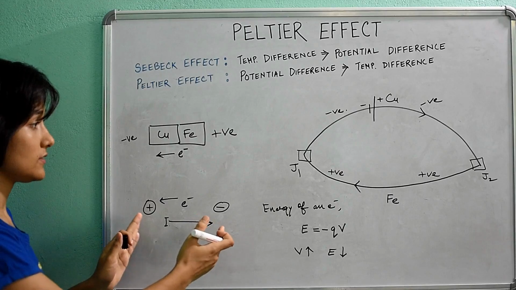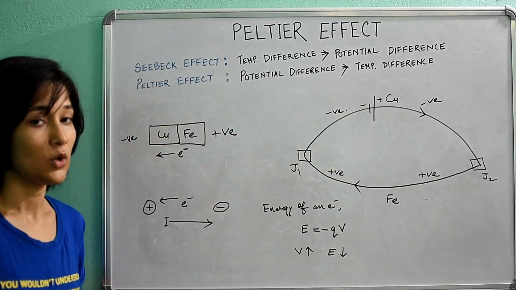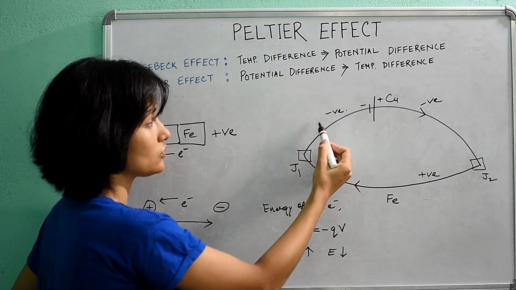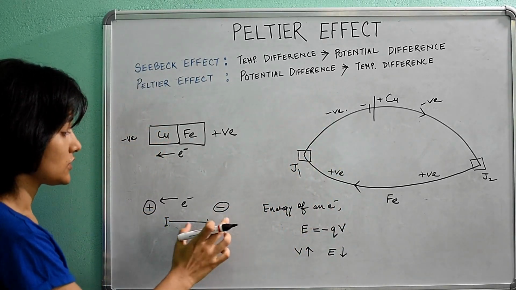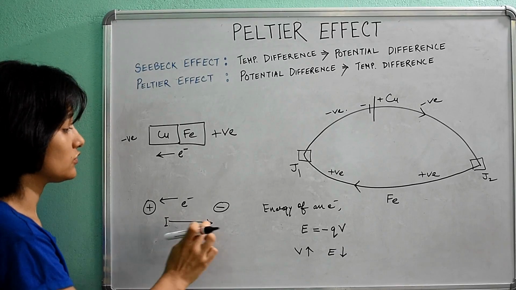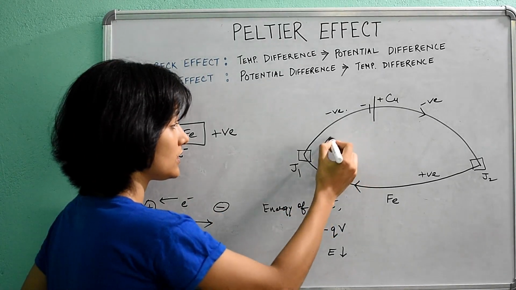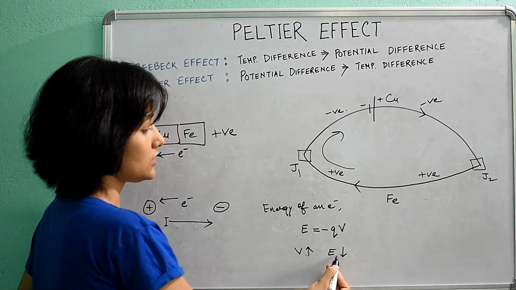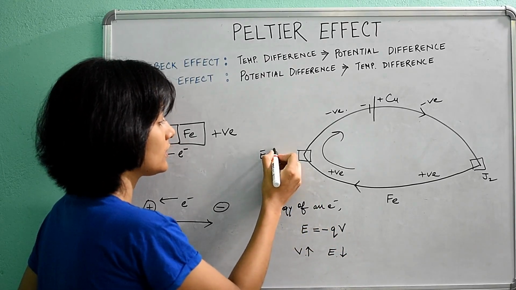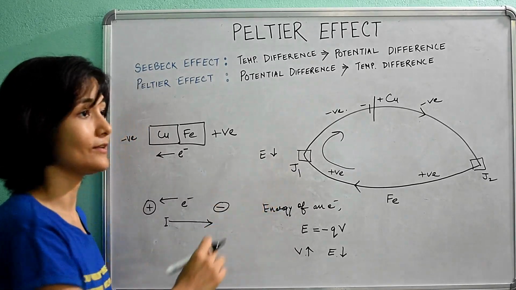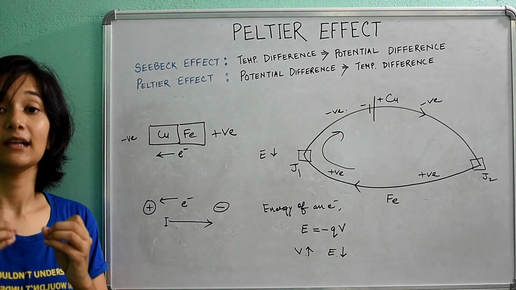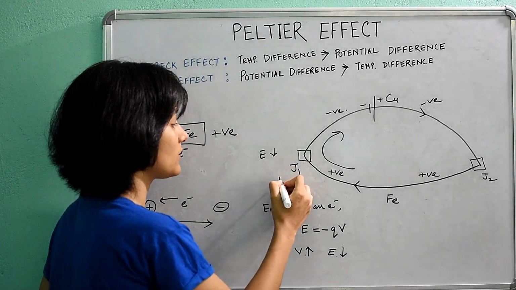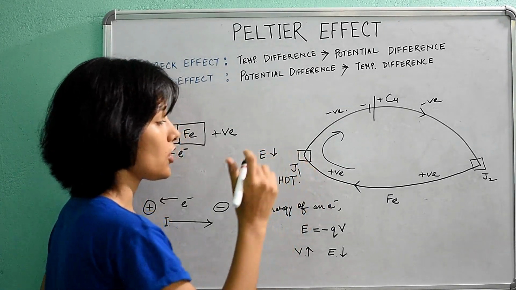So let us put this concept here in junction J1. What will happen in junction J1? The current is flowing from a positive to a negative potential, that is, from a higher to a lower potential. So here in junction J1, for the electrons the potential is increasing, so the energy has to decrease. The energy decrease implies that energy is being liberated. So when the energy is liberated, this junction will automatically get hot.